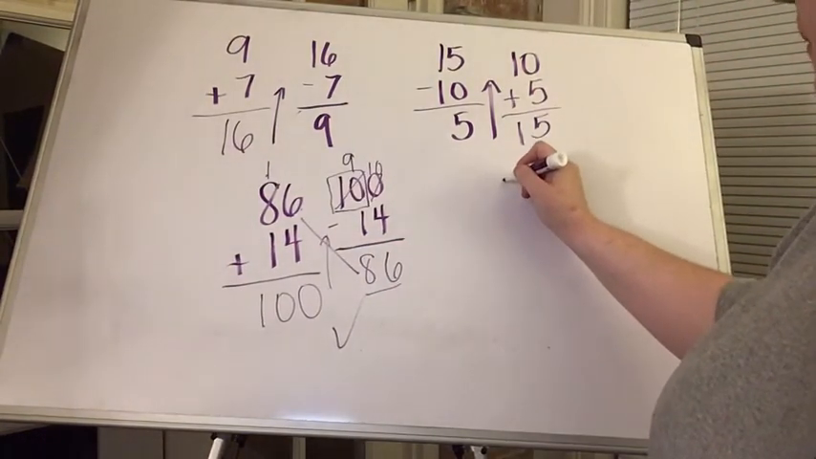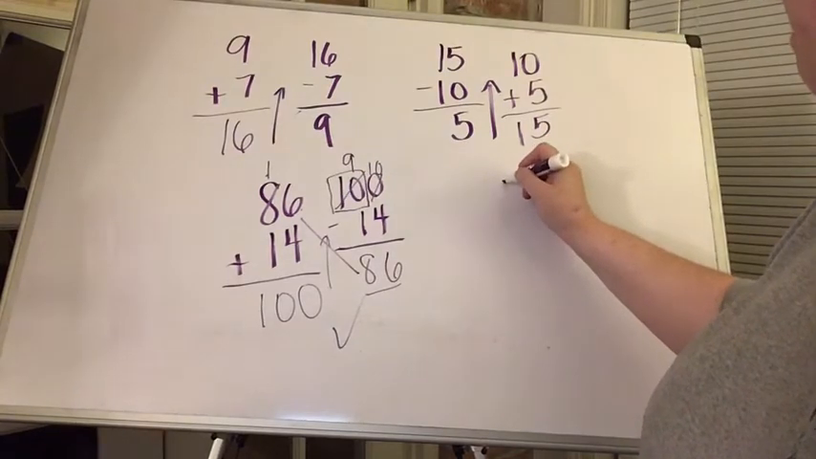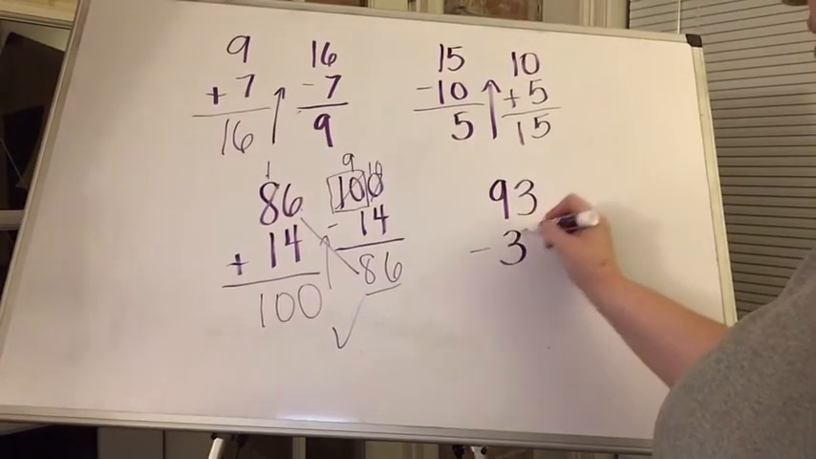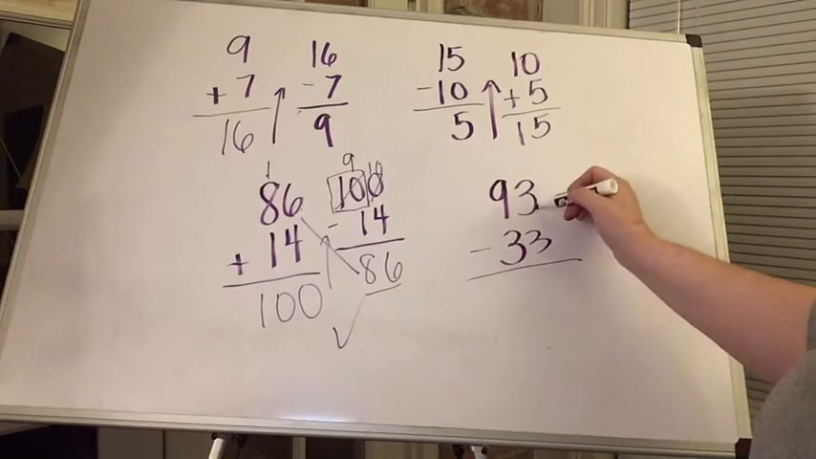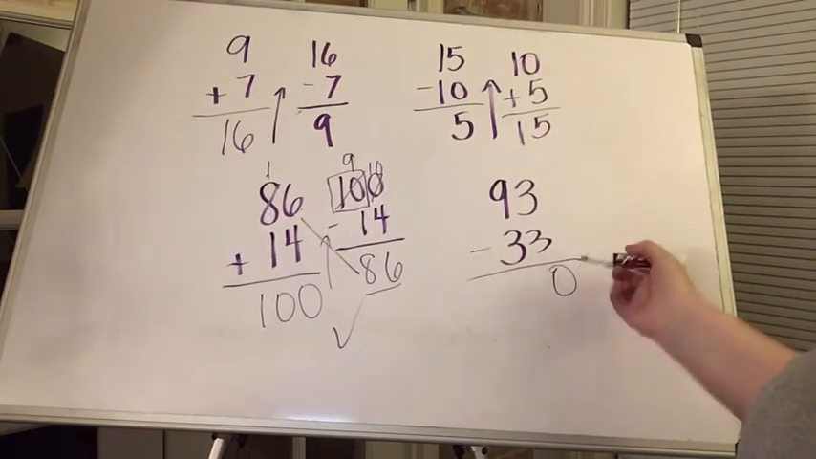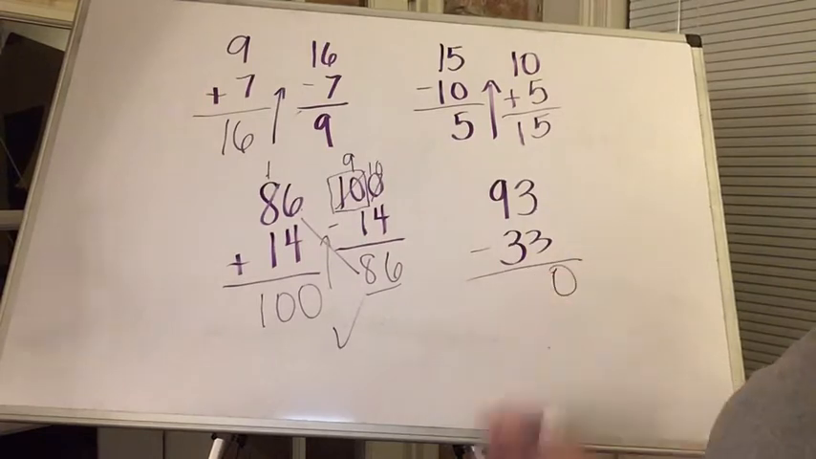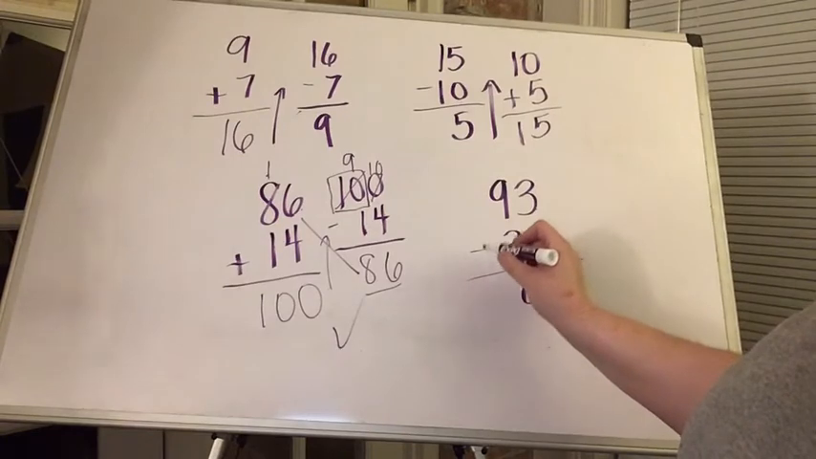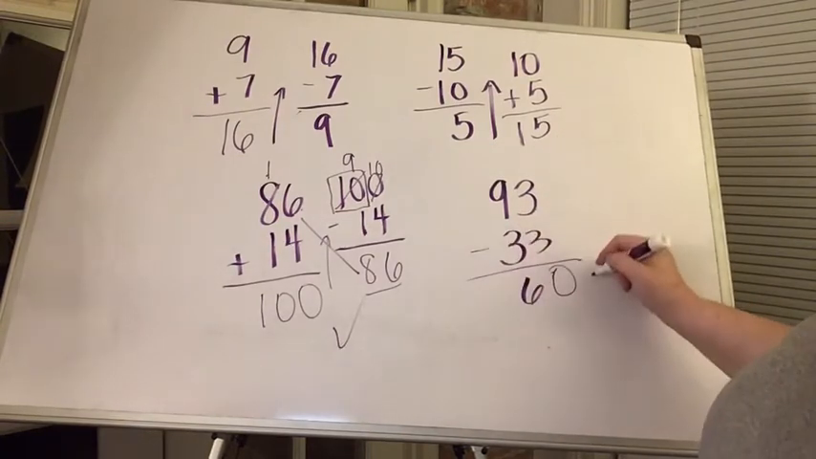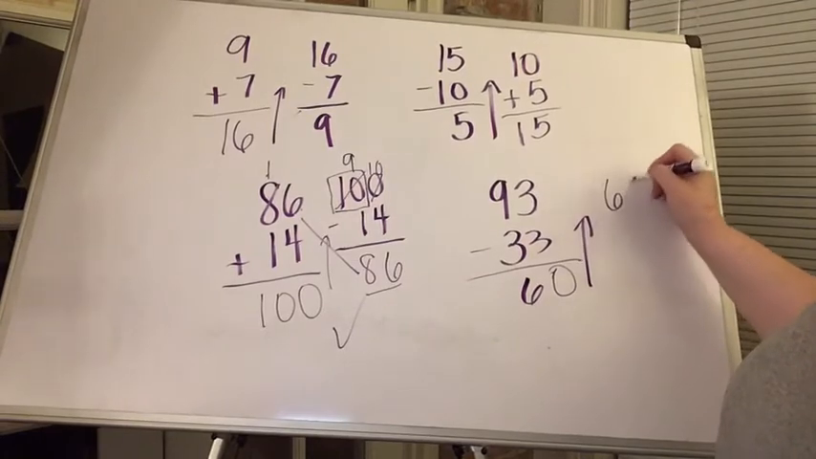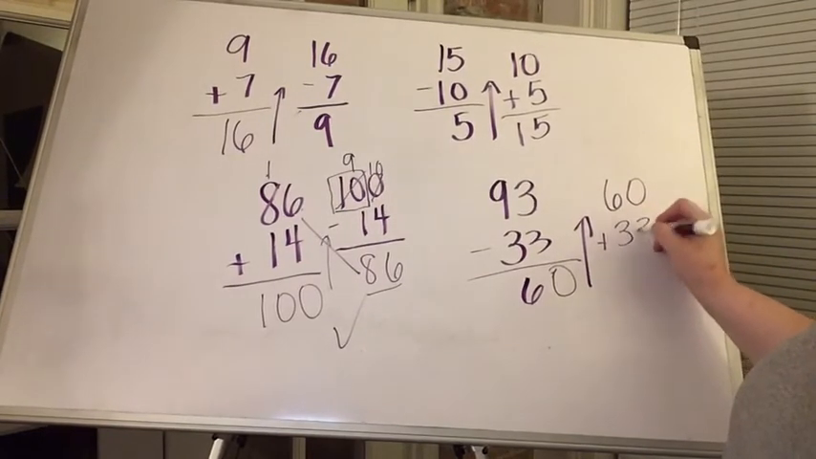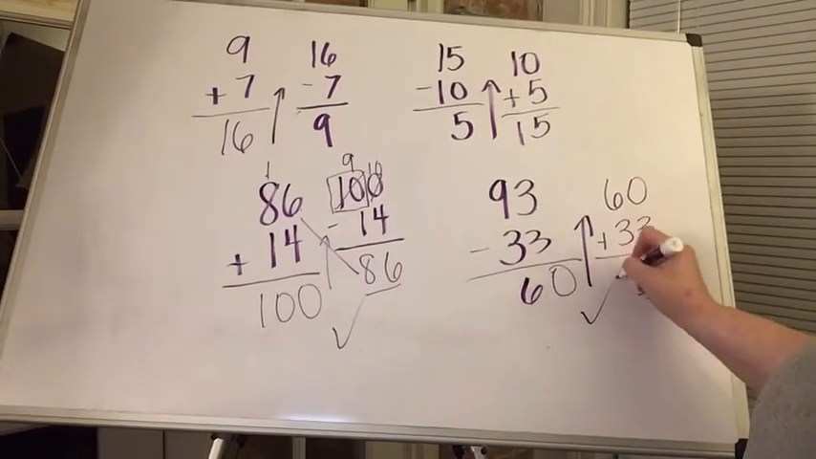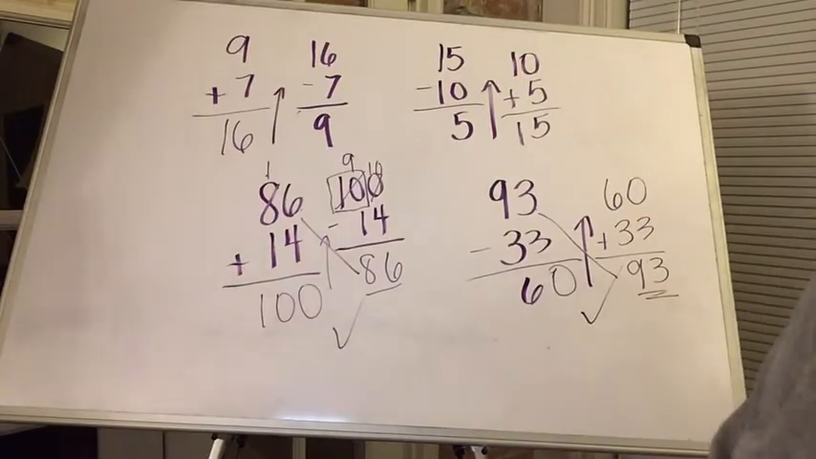Let's do 93 minus 33. We'll do an easier one. 3 minus 3 is 0. 9 minus 3 is 6. And remember, whatever this is, the first one you do the opposite of. So it's subtraction, we're going to do addition. 60 plus 33 is 93. Is that the same number? Yes, look, 93. Okay, so you've already done that a lot.